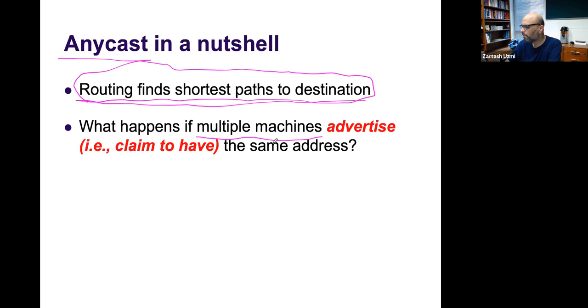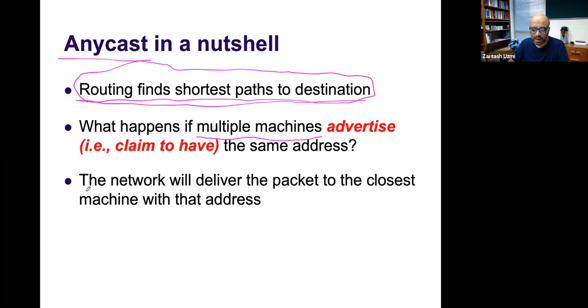Okay, what happens if multiple machines claim to have the same address? If they claim to have the same address, the routers may get confused. Generally, they don't get confused. If two guys are claiming the same thing, the router will say, okay, we'll just send it to one. They will make this decision somehow based on certain parameters that we will learn in the chapter after the next.